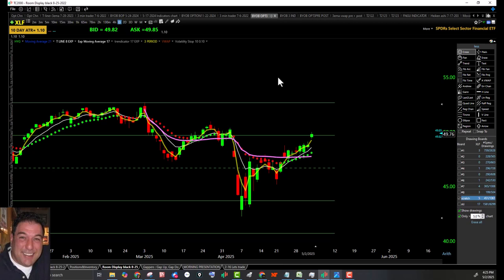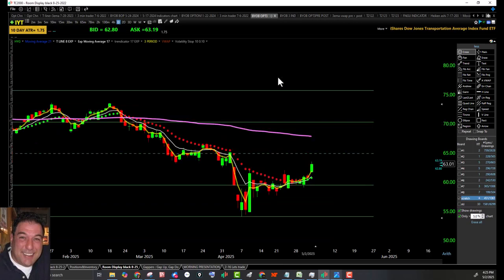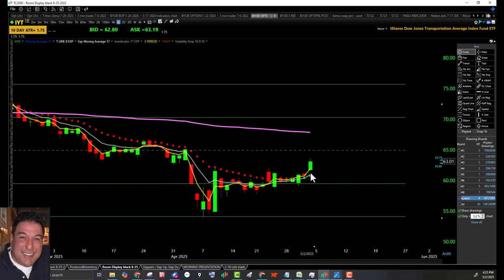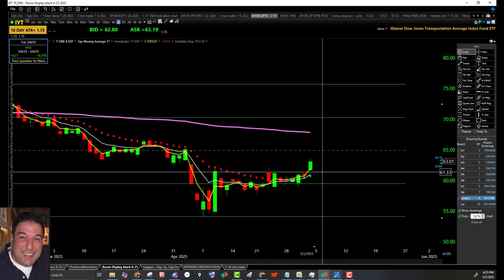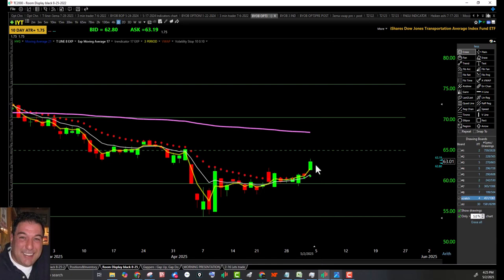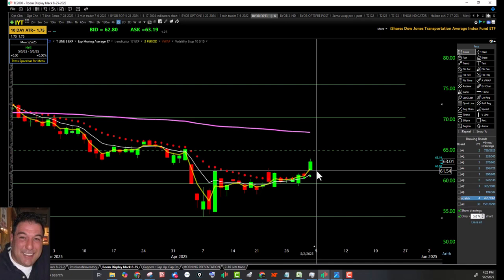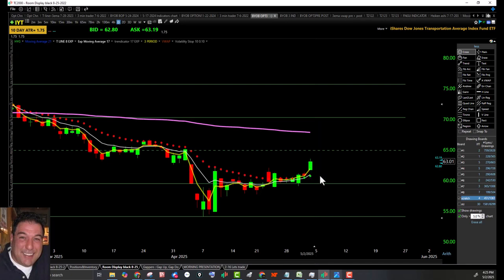So there's XLF. Last one, IYT. All right, IYT. Finally got a breakout here after this little mini bull flag inside of a giant bear flag. Look at this. Little mini bull flag right here. And they finally get a breakout. Higher low, higher high. They were bearish this morning. And today they're neutral. This morning they were bearish because they were down here. I didn't see this candle. This candle just formed today.